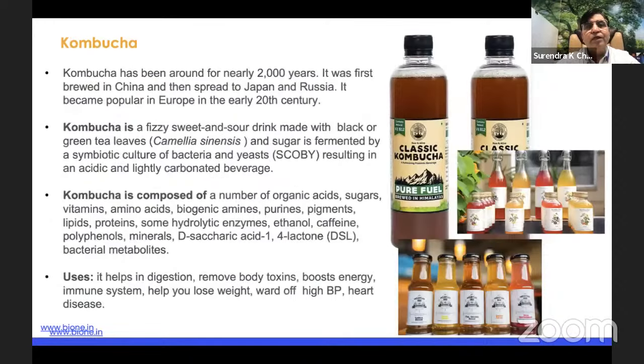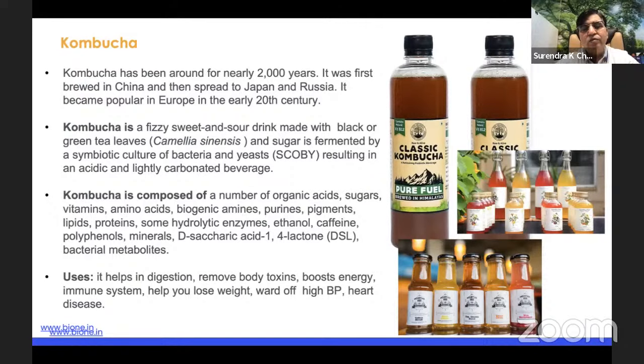The next product is kombucha. It is known to be a very old product, created from fermented black tea or green tea leaves, Camellia sinensis, with sugar, and SCOBY, the bacteria and yeast combination, is used as the fermenter. Kombucha is composed of a large number of organic acids, fermented products, vitamins, amino acids, biogenic amines, purines, pigments, and hydrolytic enzymes, and also ethanol.